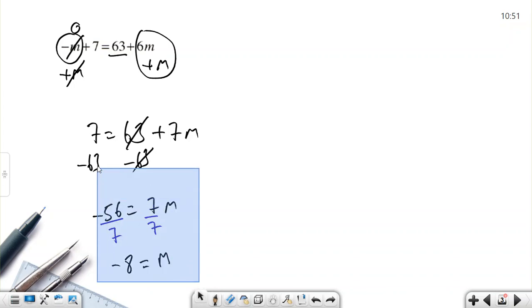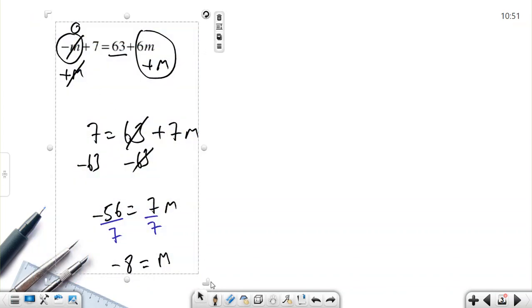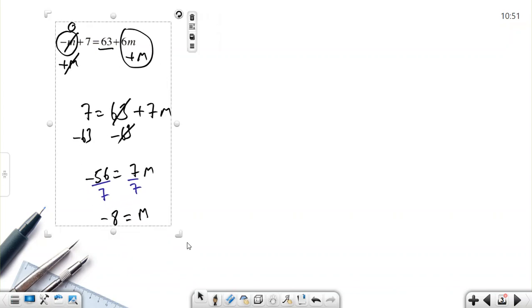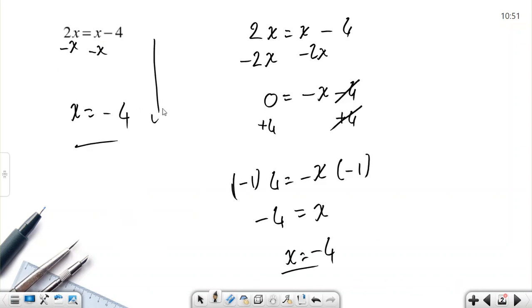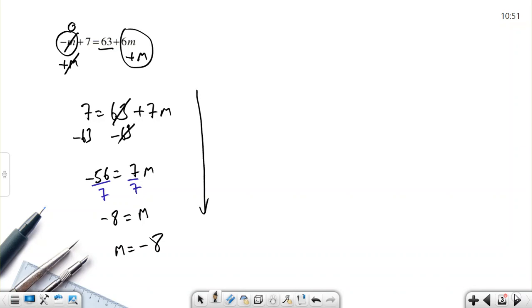That's it. Of course, when I write that part, I can say negative 8 equals m, or I can say m equals negative 8. So same things. This is another example. It needs a bit more steps. To find the value of the variable, you need to solve a bit more steps than the previous example. As you see, one step was enough there. But in this one you need to continue with more steps.